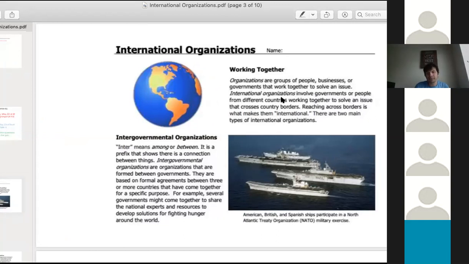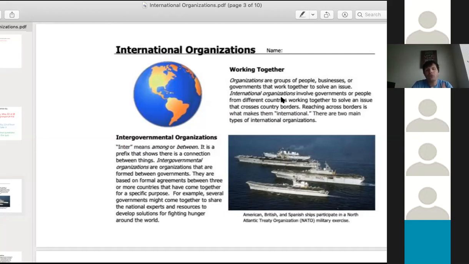Organizations are groups of people, businesses, or governments that work together to solve an issue. International organizations involve governments or people from different countries working together to solve an issue that crosses country borders. Reaching across borders is what makes them international. There are two main types of international organizations.